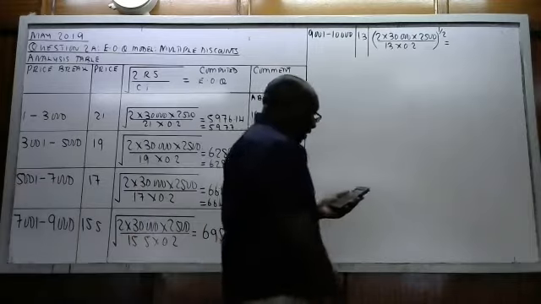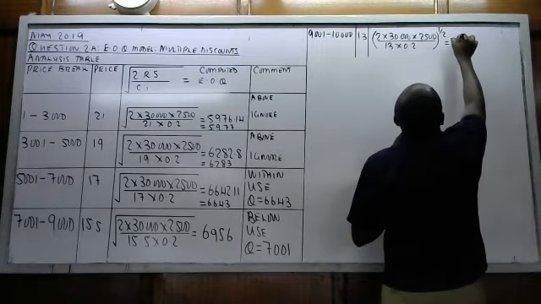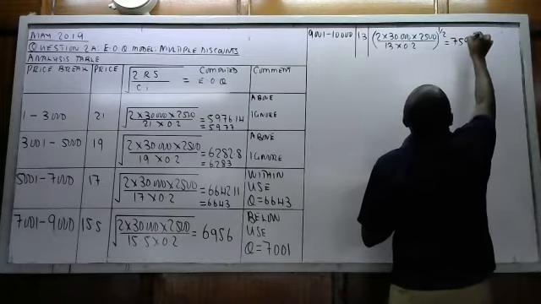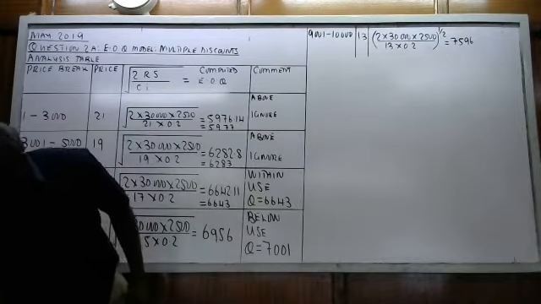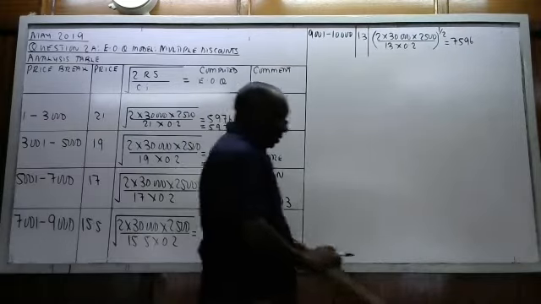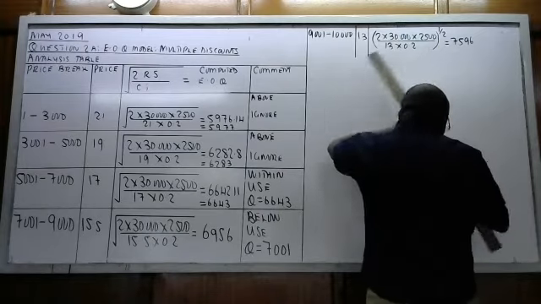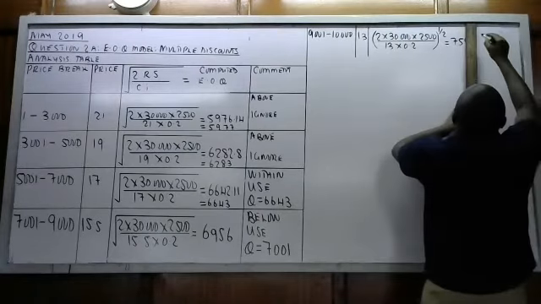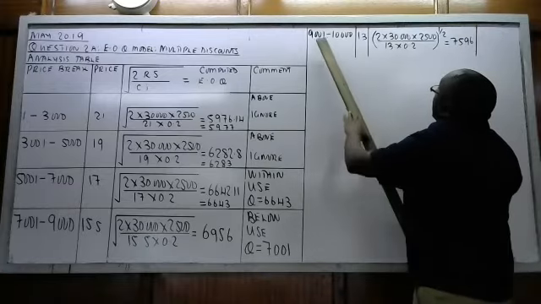So this one we will write 7596. So that 7596, you can see it is below.